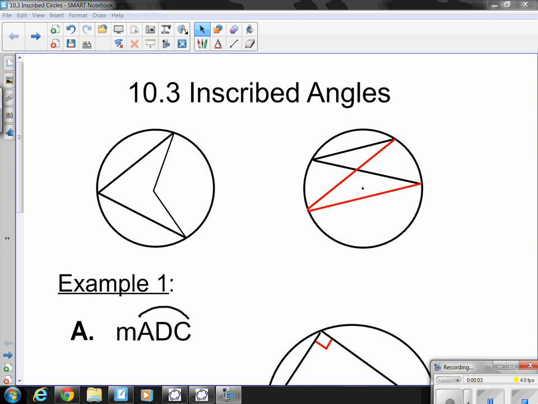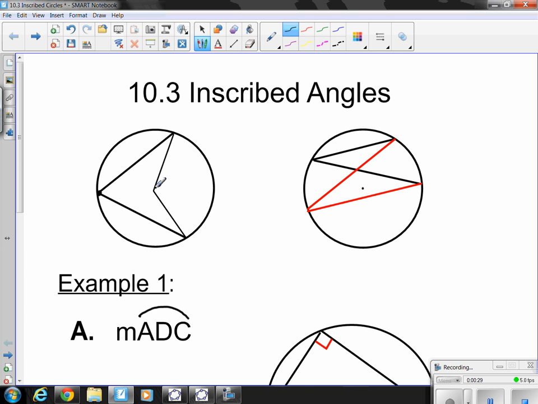10.3, inscribed angles. An inscribed angle is an angle whose vertex, remember that's the point, that point right there, is on a circle and whose sides, these are the sides, contain chords of a circle. So a chord, remember, has endpoints on the circle. So this angle here is an inscribed angle.